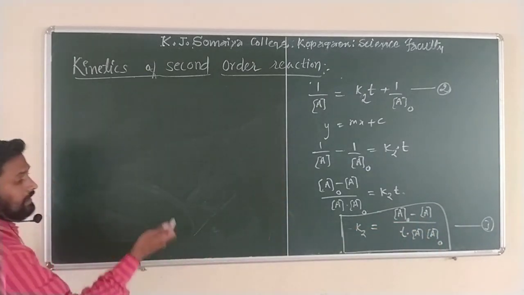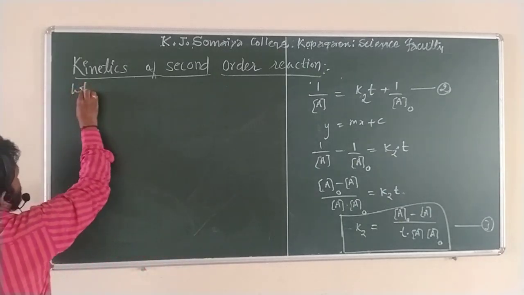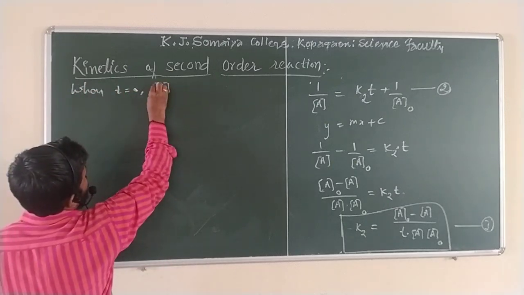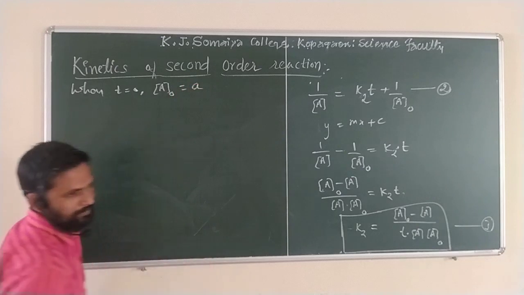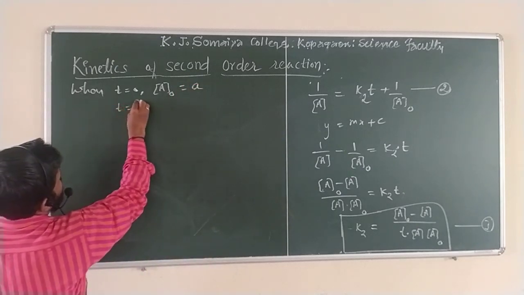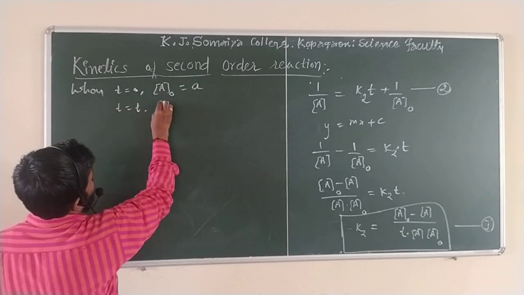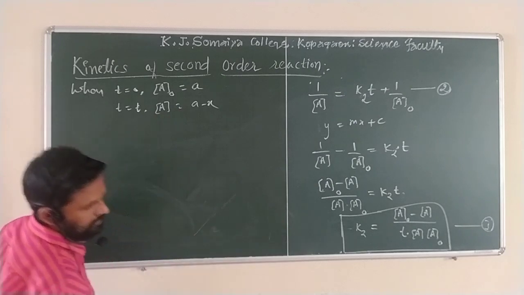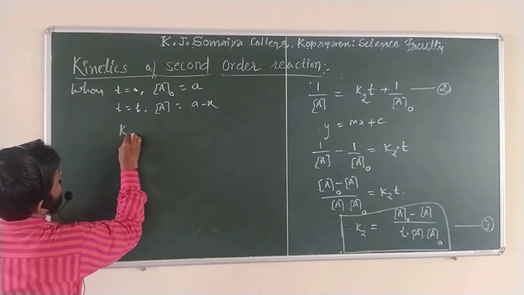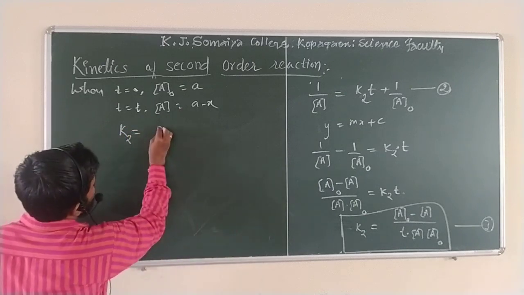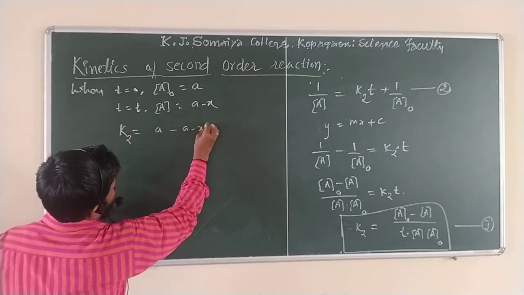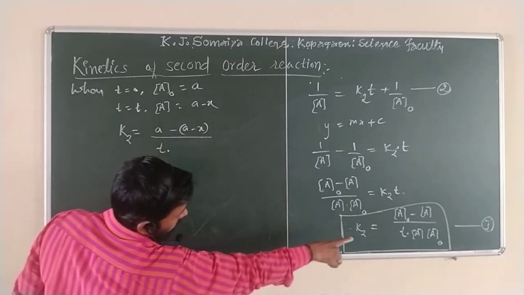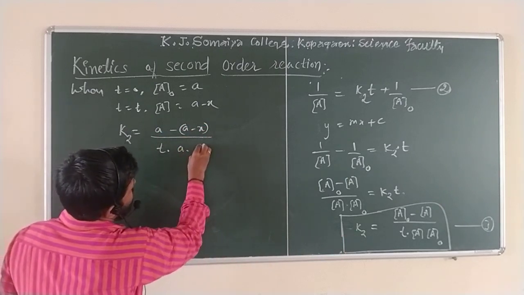So this equation can be written in terms of, observe, when t equals 0, the concentration is a0. Let us consider it as a. When t equals t, what will happen? The concentration of a becomes a minus x. Now substitute these values in equation number 3. So we have k2 equal to, what is a0? a0 is a. The concentration of a is a minus x, divided by time as it is. Now multiply a and a0: a0 is a, and this is a minus x.